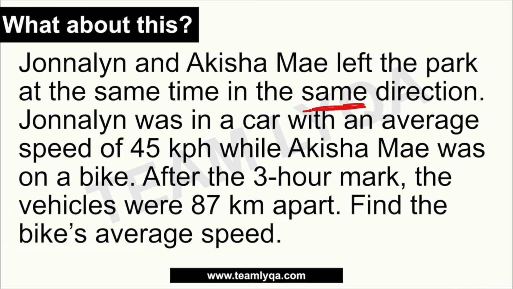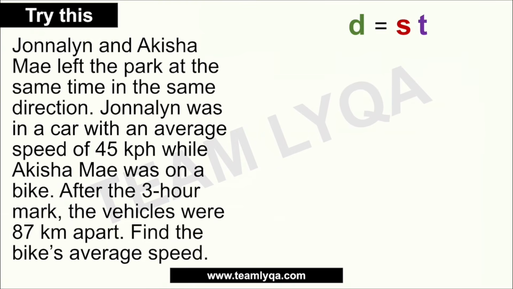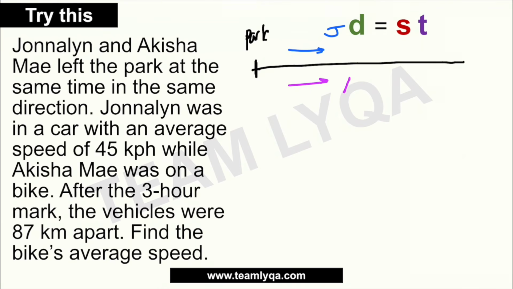Si Jonalyn daw, ang speed niya ay 45 km per hour. Nasa kotse siya. Si Akisha nasa bike lang. So, after 3 hours, they were 87 kilometers apart. Ang hinahanap is yung average speed naman ngayon ni Akisha. Now, again, putting the problem aside, ito-drawing uli natin yung nangyari. So, kung dito, yung park, at si Jonalyn ay pasulong, si Akisha, pasulong din siya. Kasi same direction sila eh.